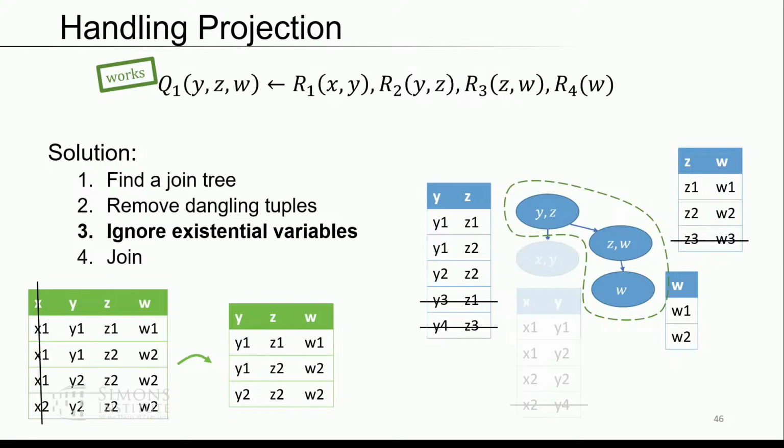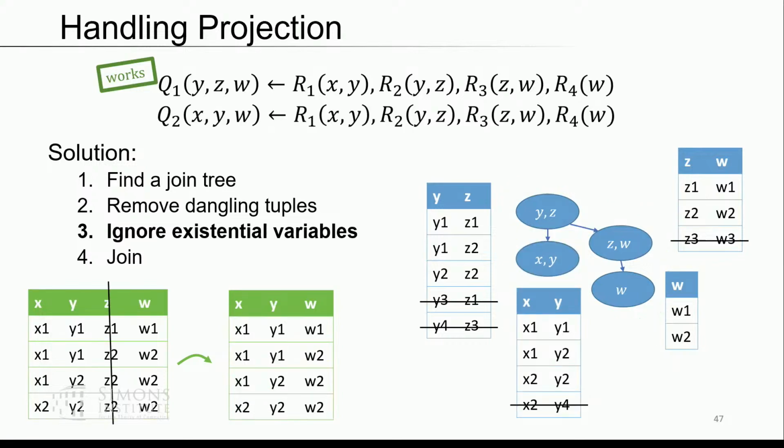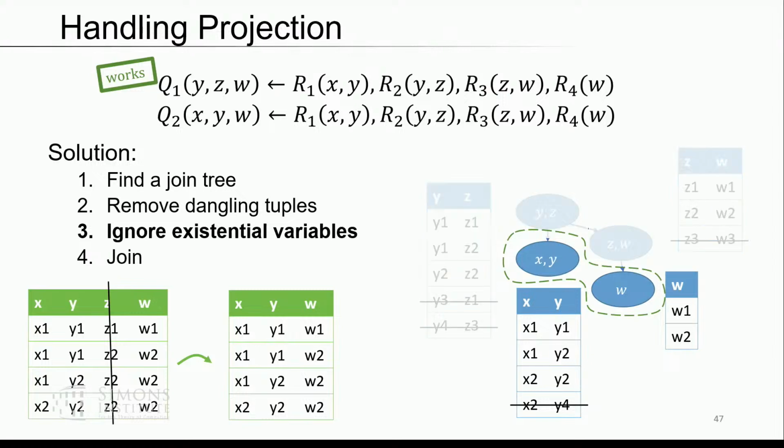Now let's look at a different example, and you can guess what will happen there. So we have the same query, but a different projection. Now Z is existential instead of X. If we look at the parts that don't contain Z, and if we just ignore everything else and try to join those, we'll get 6 answers. It's like a Cartesian product of the two things we have left, and that's more than what we have here.